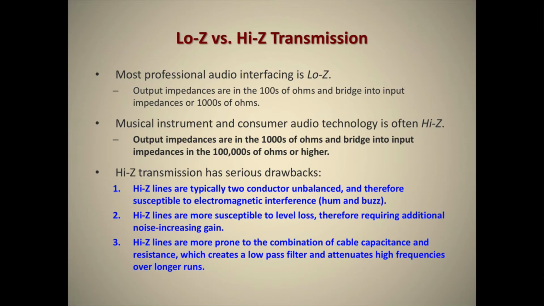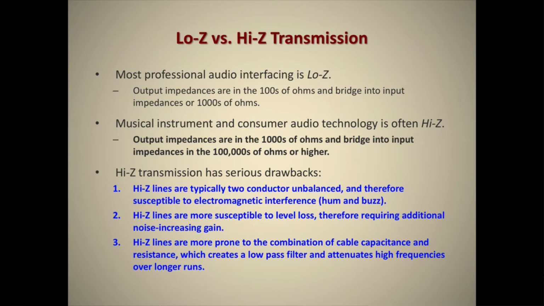So low Z versus high Z. So far, I've been talking about low Z. The modern line out gear. Consoles and compressors and EQs. These are typically low Z. Their output impedances are around 100 ohms, and their input impedances are in the thousands of ohms or 10,000 ohms. We call this low Z.